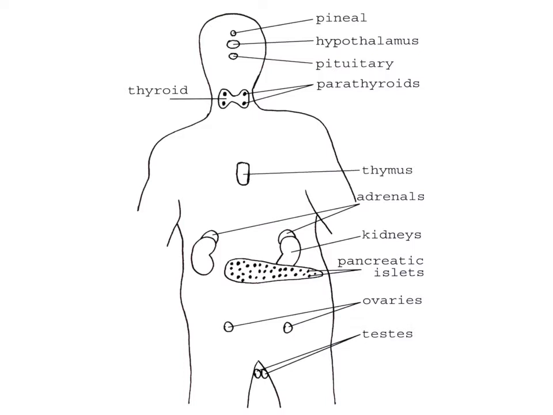The thymus gland is in the chest, and the adrenal glands, that used to be called the suprarenal glands, are above the kidneys, and indeed the kidneys themselves, in addition to their many other functions, also have endocrine functions. Within the pancreas are embedded the pancreatic islets, formerly called the pancreatic islets of Langerhans, which are the endocrine tissues in the pancreas. And then there are the gonads, the ovaries in females, and the testes in males.